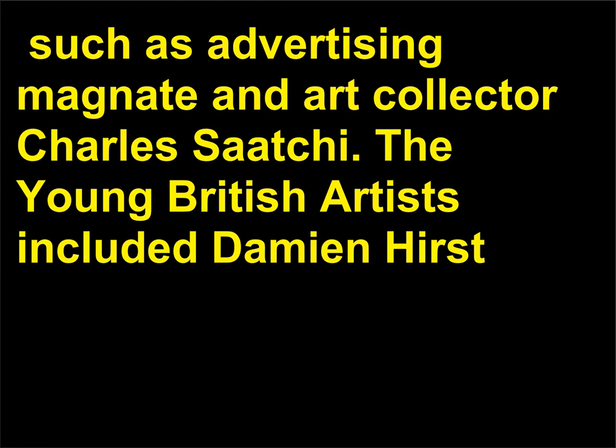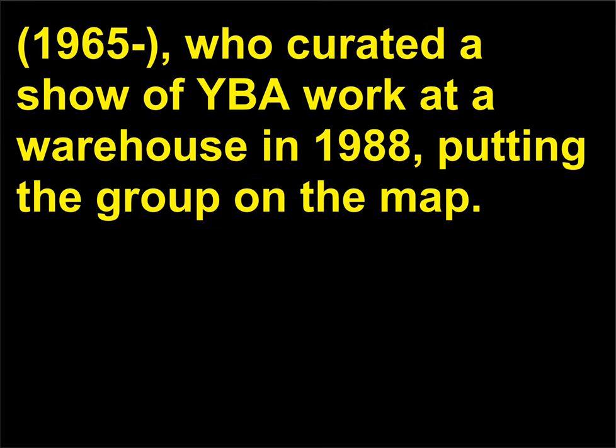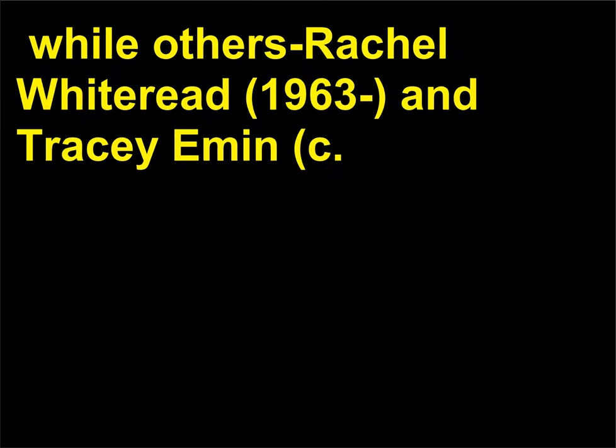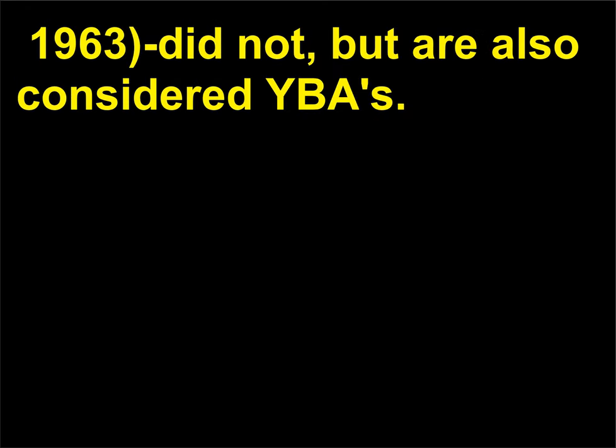The young British artists included Damien Hirst, 1965, who curated a show of YBA work at a warehouse in 1988, putting the group on the map. Other members, such as Gary Hume and Fiona Rae, exhibited in this early show, while others, Rachel Whiteread, 1963, and Tracey Emin, c. 1963, did not, but are also considered YBAs.